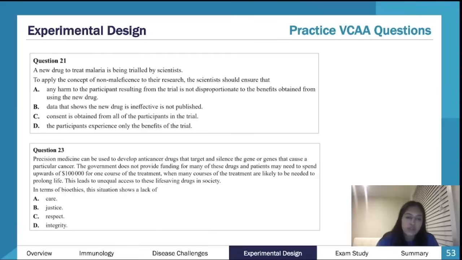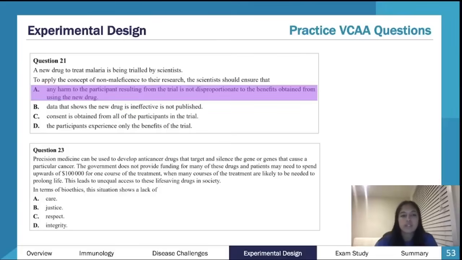Data that shows the new drug is ineffective is not published. That would be to do with integrity, and that would be breaching integrity. Consent is obtained from all of the participants in the trial. That's just respect, informed consent, really. The participants experience only the benefits of the trial, more so beneficence in that way.